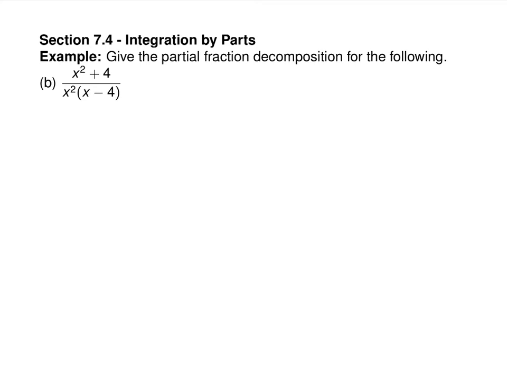Next, we have x squared plus 4 over x squared times x minus 4. Notice that x squared is a repeated linear factor, so you have to have one constant over x plus another constant over x squared plus a final constant over x minus 4.